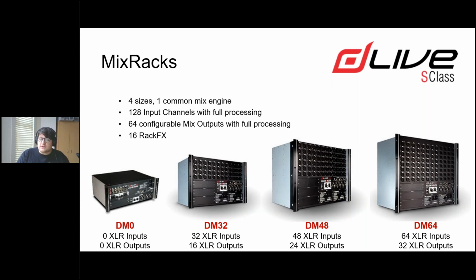The DM0, which is the one on the left, is slightly different. It doesn't have any analog I/O. So this is really useful if you need maybe an extra console for broadcast where you're going to be sending all of the audio over something like Dante, or maybe using it as a matrix mixer, something like that, where it can be put into a small space. You'll notice that while this mix rack does have redundant power supplies, they're fixed internally, so you can't hot swap the ones on the DM0.